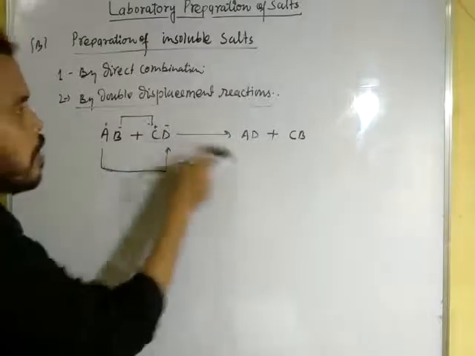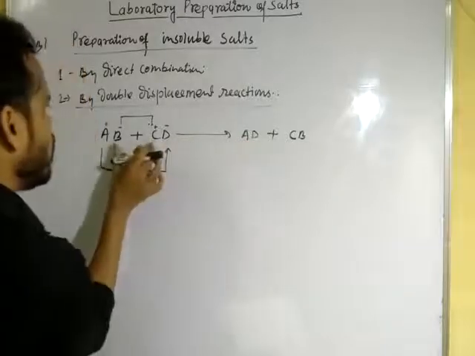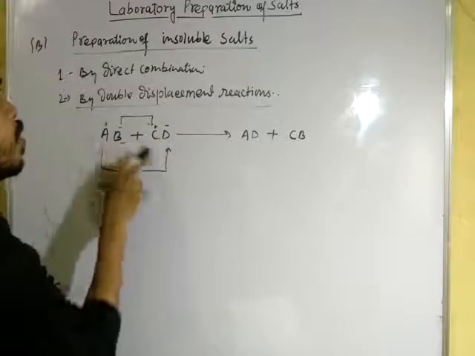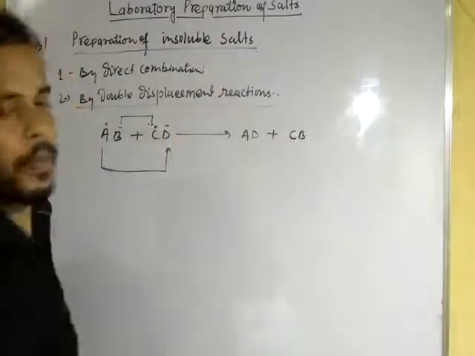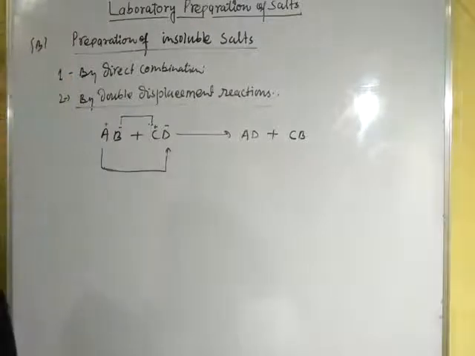So A and D here form the AD compound, and for B and C, C should be on the left-hand side and B on the right-hand side. So a CB type compound will form. Okay, dear student, now let us see the example here.